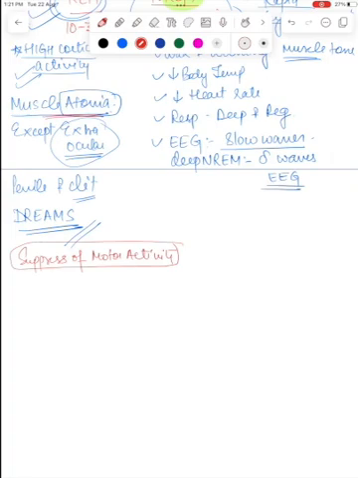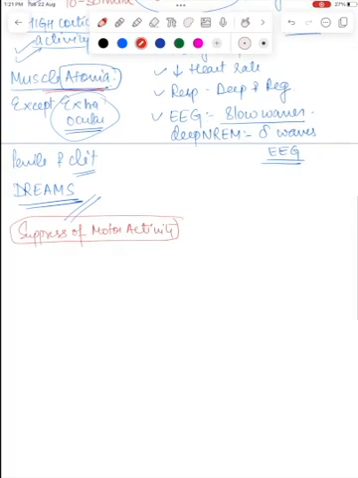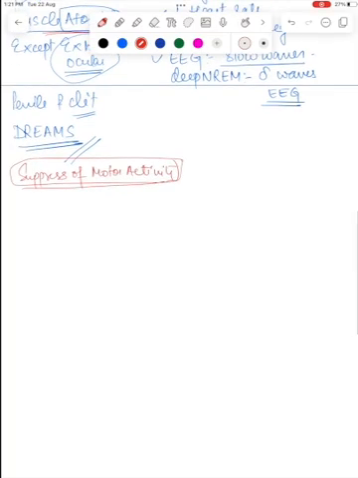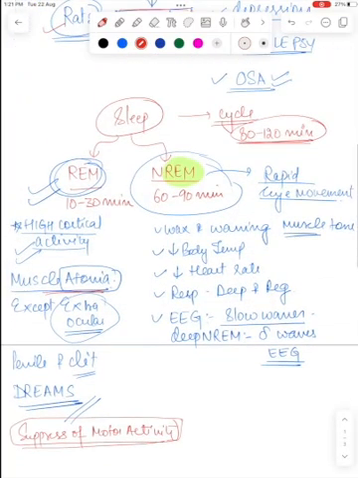So, in order to prevent the person from acting out their dream, the brain has a system that suppresses this motor activity. However, there are occasional breaks in the system, which is responsible for that sudden jerk that you feel during your sleep, right? A sudden feeling of falling down the stairs or something, right? So these are essentially your two stages of sleep, your non-REM sleep and your REM sleep.